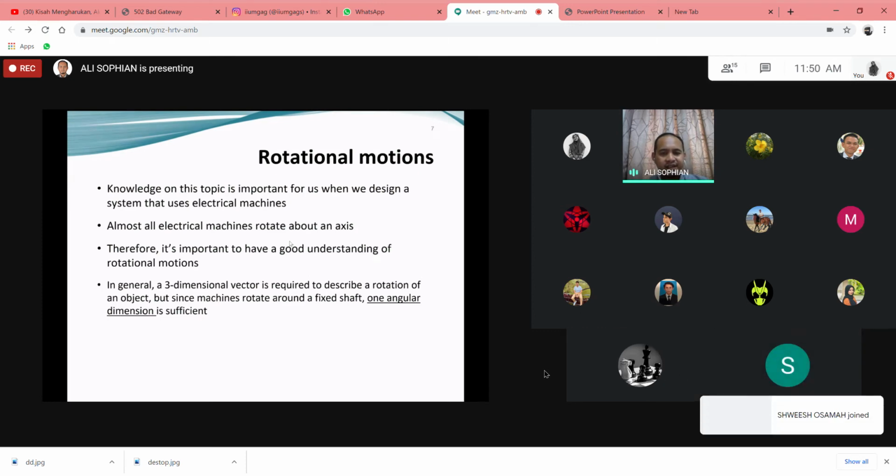Right. And then why rotational motion? Because most electrical machines are rotating about an axis. So it's very important to understand this. The good thing for us is that in general, a 3D vector is required to describe a rotation of an object. But since machines rotate around one fixed shaft only, we can just use one angular dimension analysis. We don't need to do three-dimensional analysis. So this makes our lives easier.